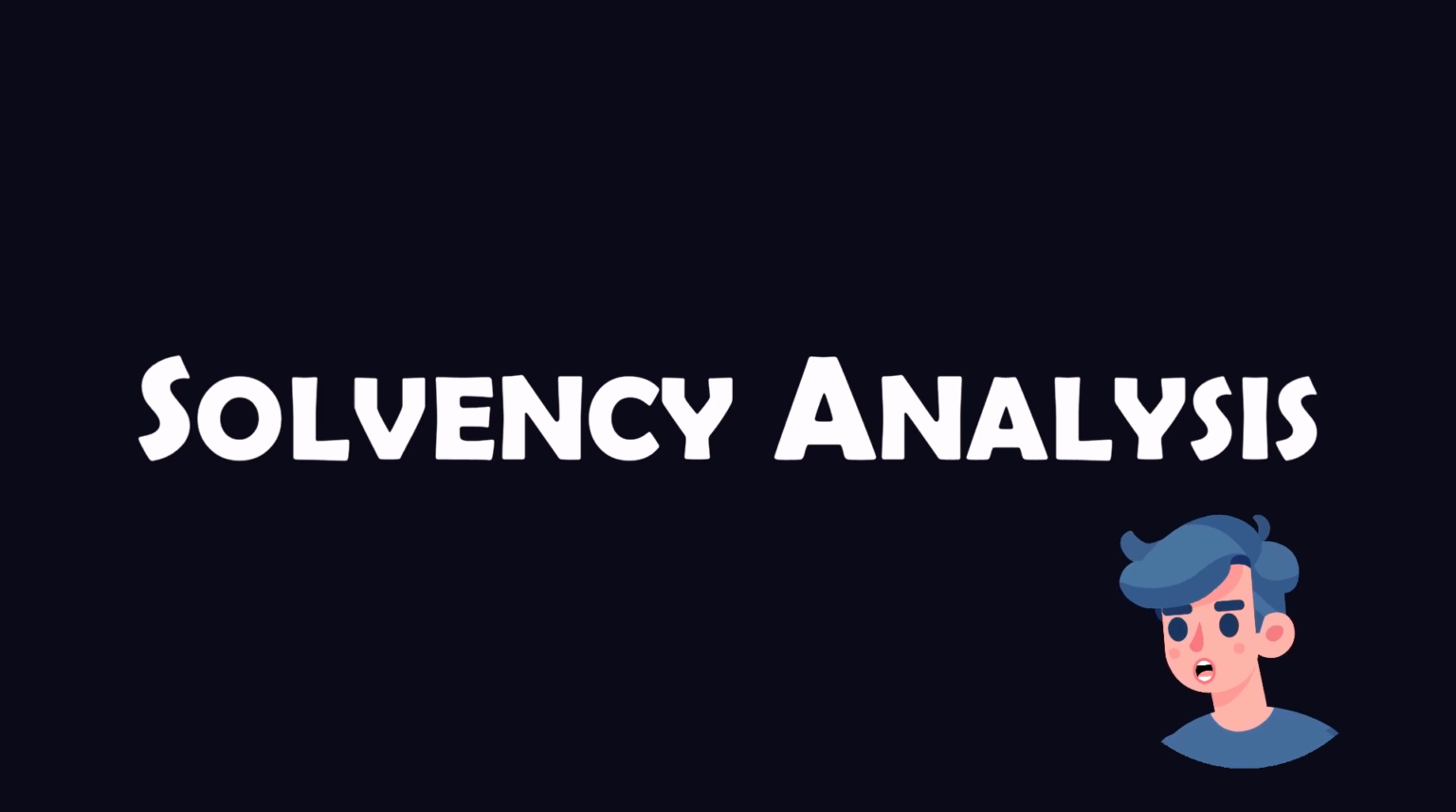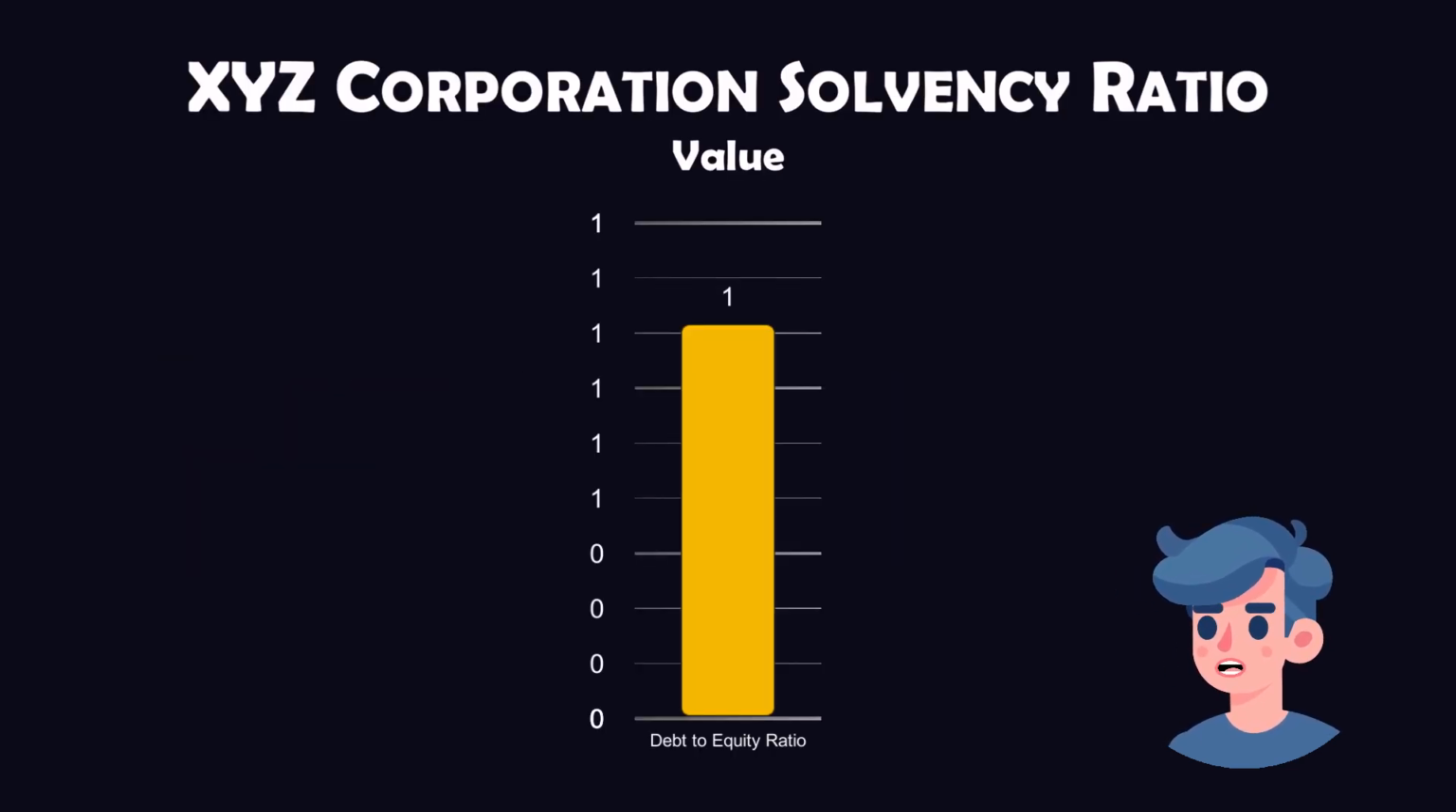Solvency is assessed using ratios like debt to equity. Debt to equity ratio equals total liabilities / shareholders' equity. For XY Corp., debt to equity ratio equals $275,000 / $170,000 equals 1.62. A lower ratio typically implies more financial stability.